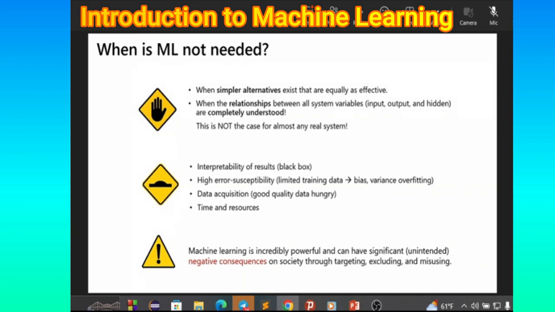So we shouldn't always just utilize machine learning models if we cannot properly interpret how we created the models, how we could use the models. And if there is a high error susceptibility, or if the model is a very poor performing model, there is no reason for using a machine learning model in that scenario.